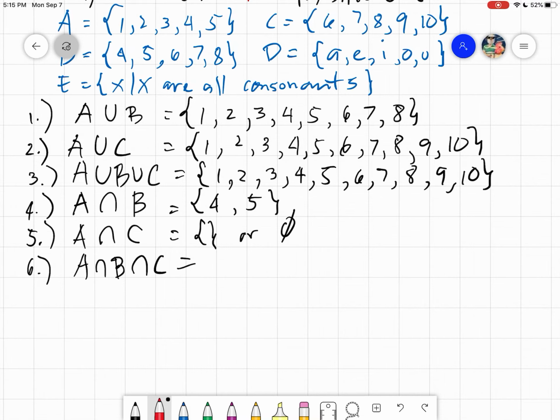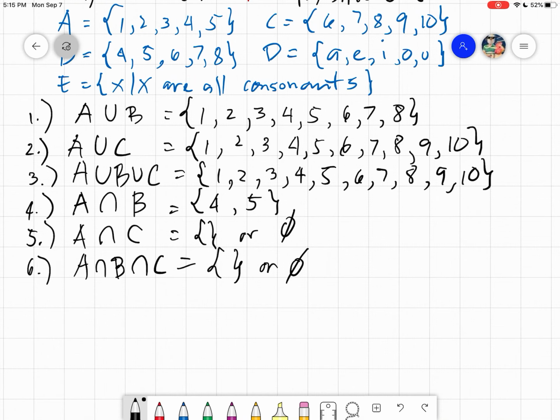Now let's check B and C. Between B and C, the only common elements are 6, 7, 8, but not in A. Therefore, still no elements in common. It must be common for everyone. And let's check common elements between A and C. So, there are no common elements between A and C. Therefore, totally, there is no intersection between A, B, and C. Therefore, again, our answer is a null set.